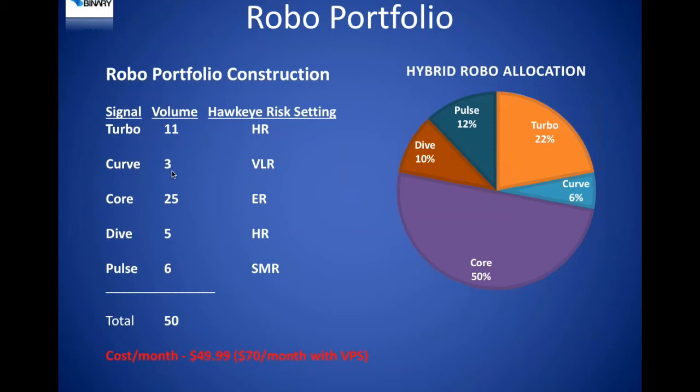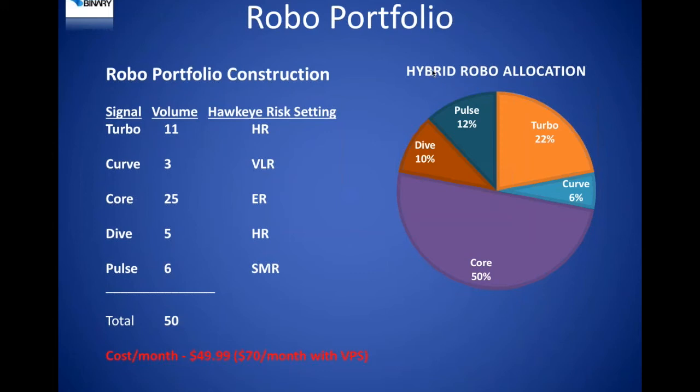Curve 3 at a setting of VLR. Core around 25 with a setting of ER. Dive around 5 signals with a setting of HR. And Pulse, what we just did 2 minutes ago, around 5 or 6 signals a month, which is with a setting of SMR. Okay, these are the risk settings. Total, you can expect around 50 replications, right? Not signals, but actual replications in your binary.com account.